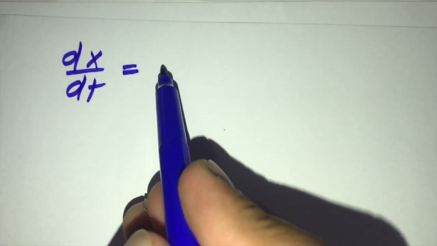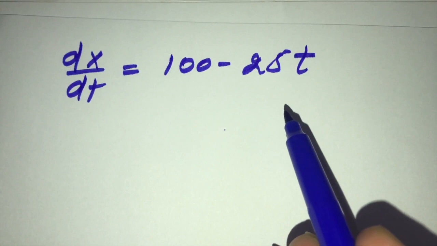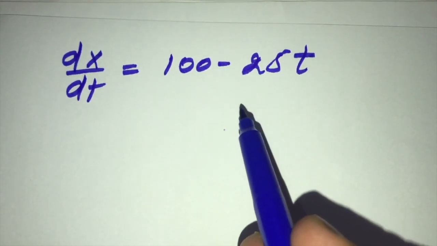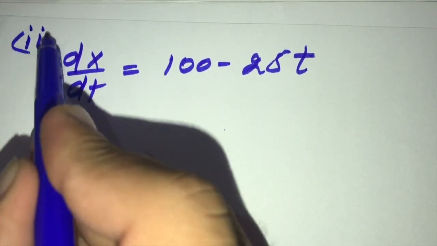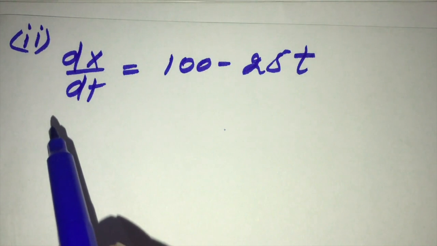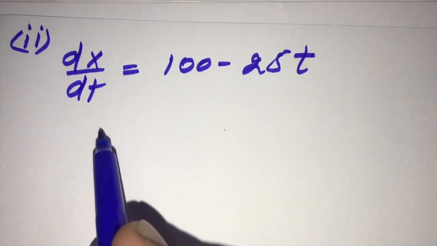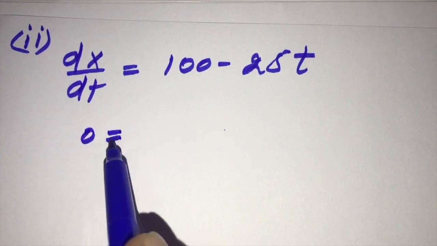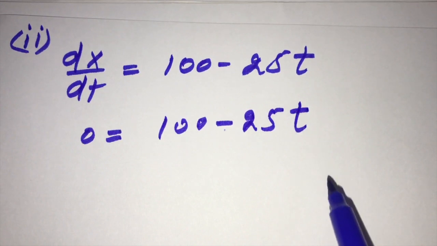From our equation 1, dx by dt is equal to 100 minus 25t. This is our equation 1. We name it as equation 1. So this is part 2. In order to find the time when the height of the missile is maximum, put dx by dt is equal to 0. When you put dx by dt is equal to 0, you get the equation 100 minus 25t.